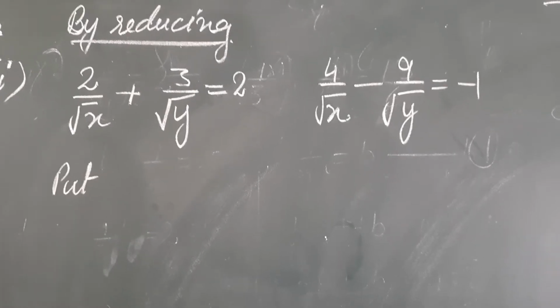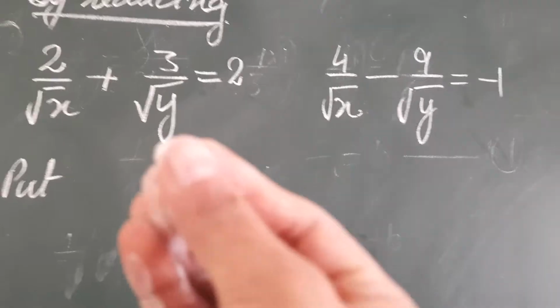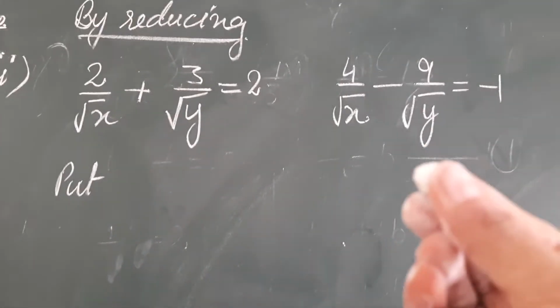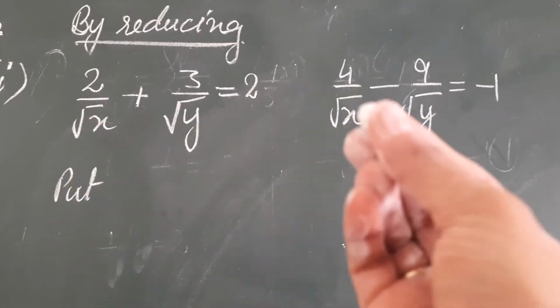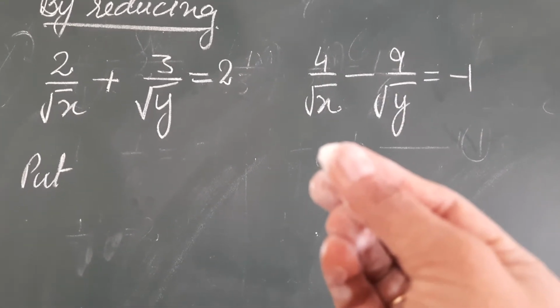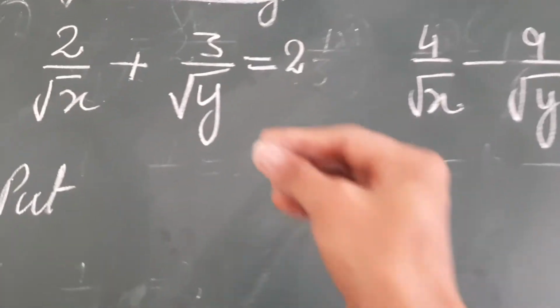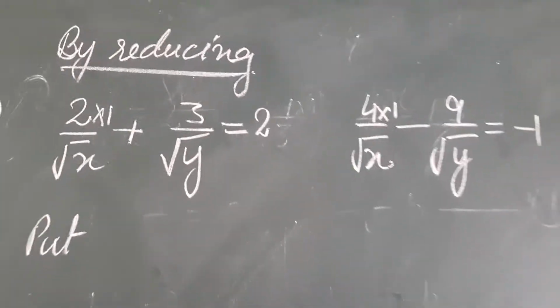So now dear students, second part. In second part, just compare the two equations. Again, compare the first term. Here 2 by root x, here 4 by root x is there. So numerators are not same. So we can take 1 in the numerator because we can place 1 anywhere.